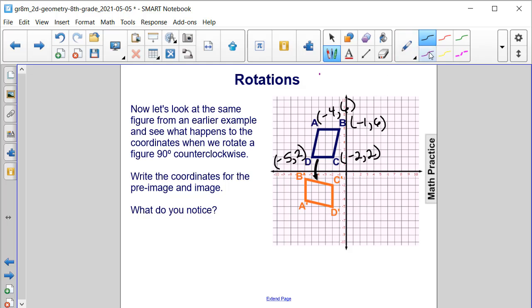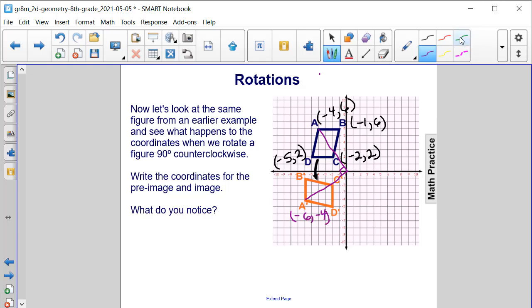Okay, so now let's look from point A to point A prime. If we draw our line segment to the origin and then back out to point A prime, we can clearly see that we have this 90-degree angle here. And let's write the coordinates for A prime. They are -6, -4.